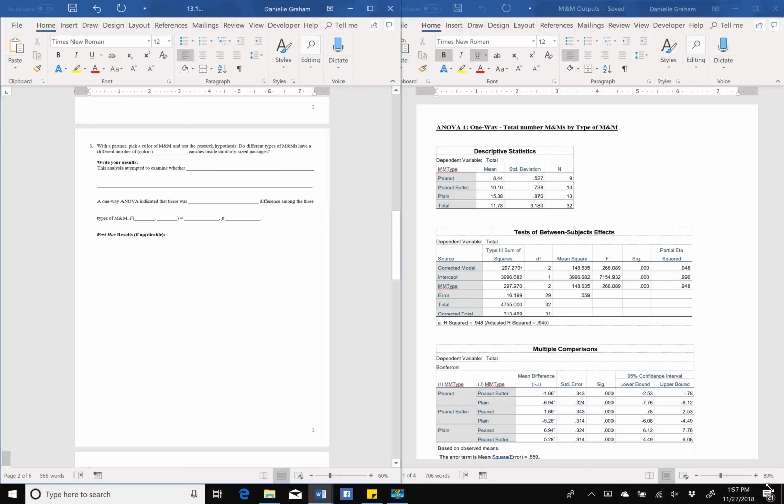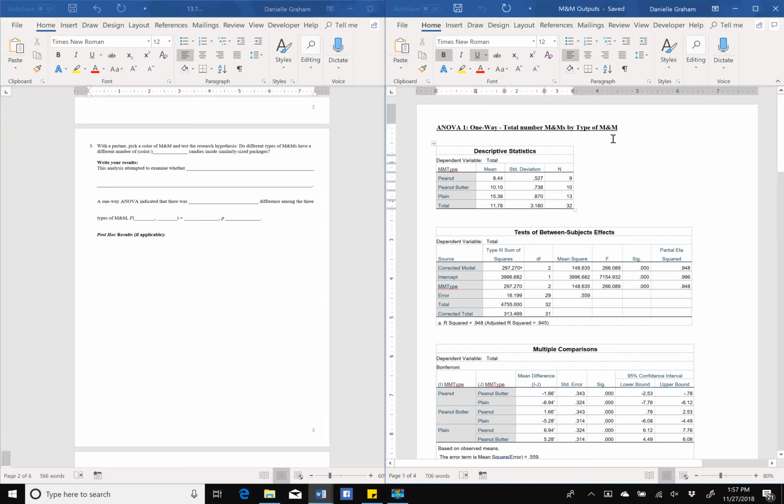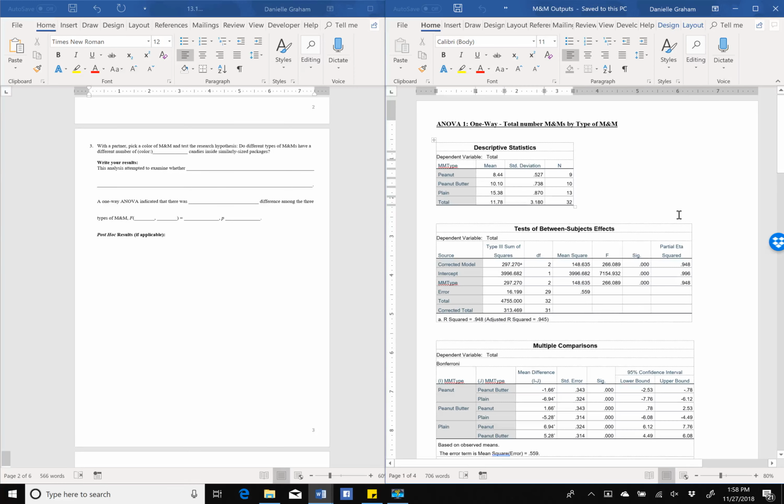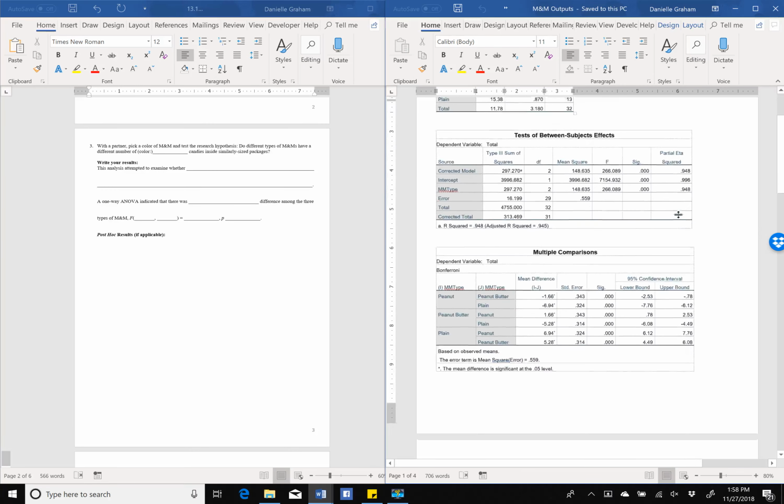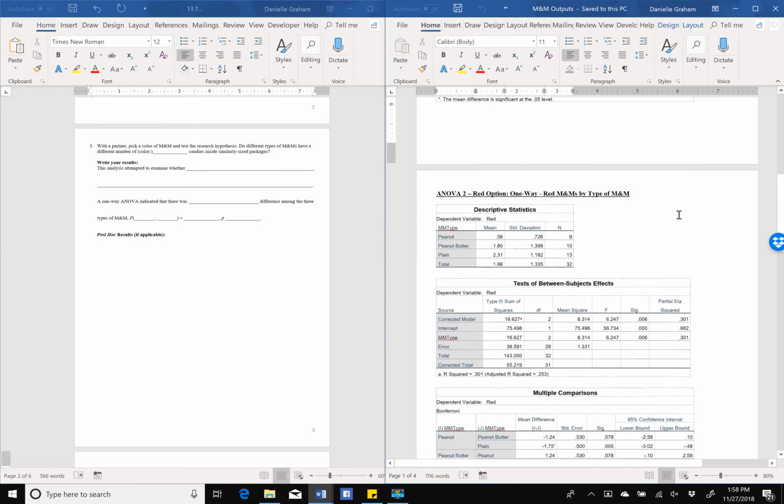Hey everyone, I'm going to show you how to interpret the M&M output data for the specific colored M&Ms from our most recent classwork. So we ran some ANOVAs. I'm referring to the output that was handed out. We already went through ANOVA 1, which was total number of M&Ms by type of M&M. So I'm going to skip down and write up each of the other ones.